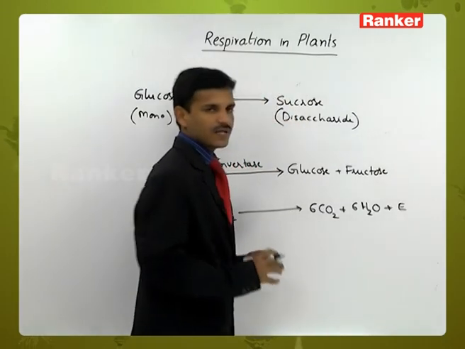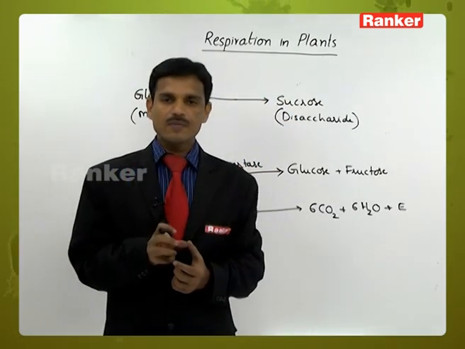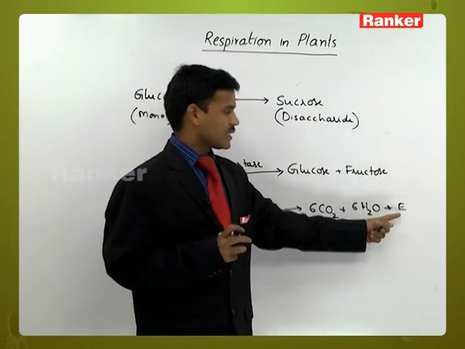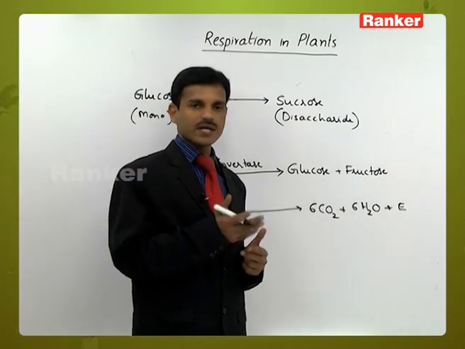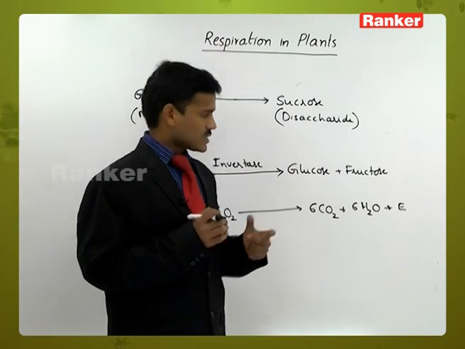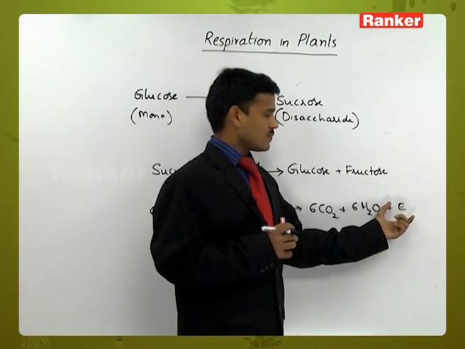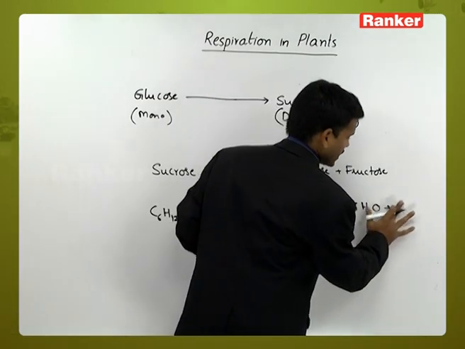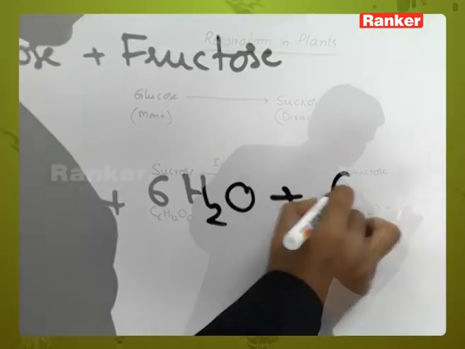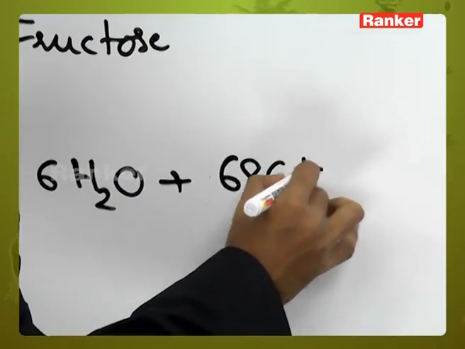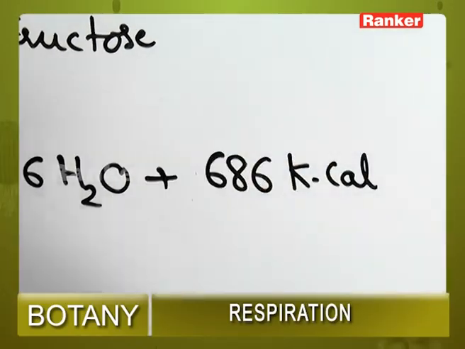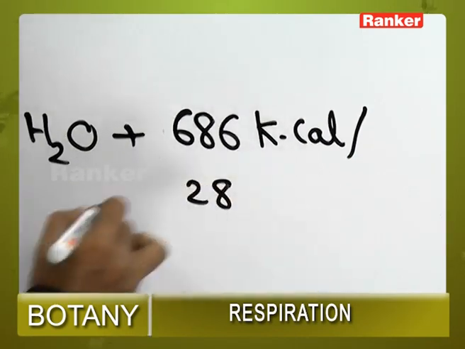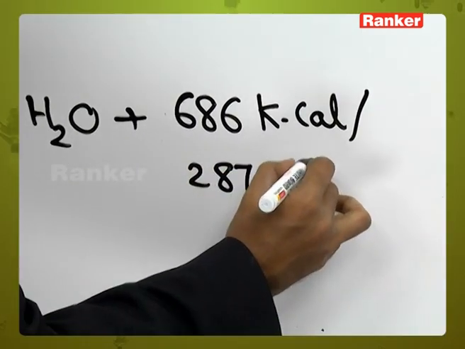Some energy is released in the form of heat, and some in the form of chemical energy. The energy released outside is not useful and is not stored. Some energy is stored in the form of chemical energy, or ATP. The total energy is 686 kilocalories, or 2870 kilojoules.